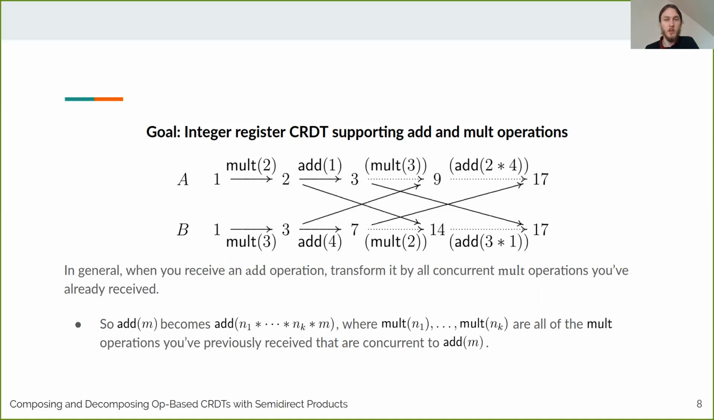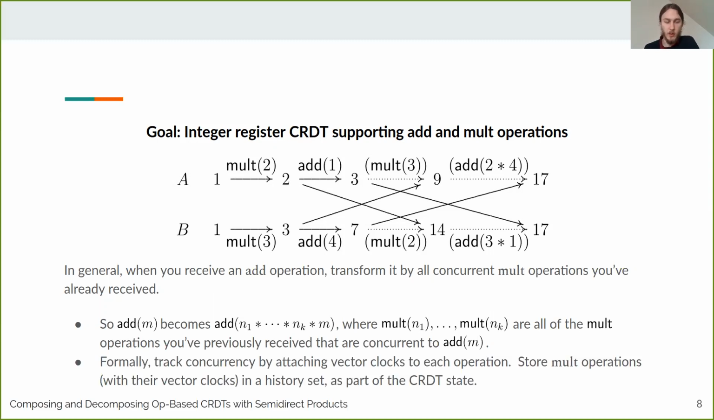And the fact that this works in general isn't too hard to prove. I'm not going to give you the proof here, but it's basically just a distributive law. Formally, to make this into a CRDT, you would track the concurrency status of messages by attaching vector clocks to each operation. And then when you receive a mult operation, you'll store it in a history together with its timestamp as part of the CRDT metadata.